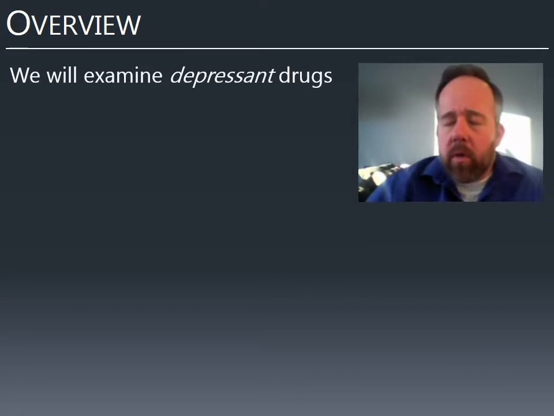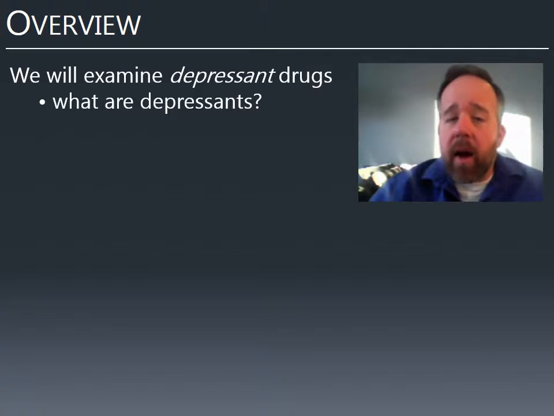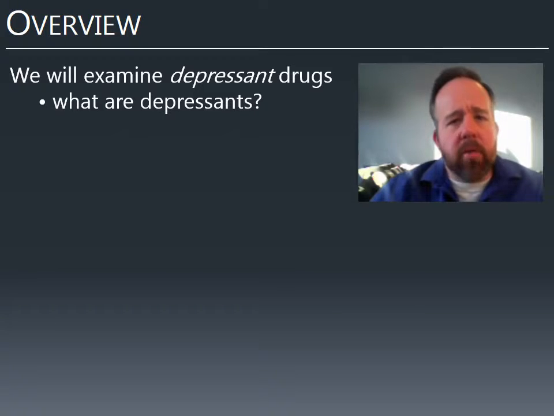Okay, so by way of overview, this week we're looking at depressant drugs. And so, of course, the first thing is to define what a depressant is. We'll look at how a depressant is defined as a drug that decreases the excitability of the nervous system, that decreases overall neural activity.